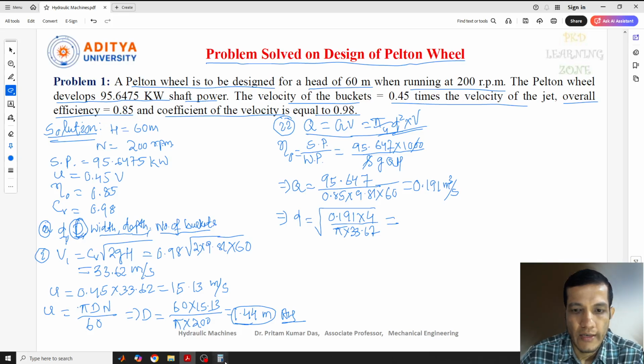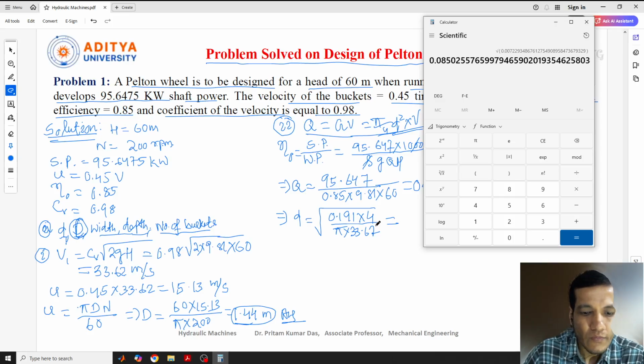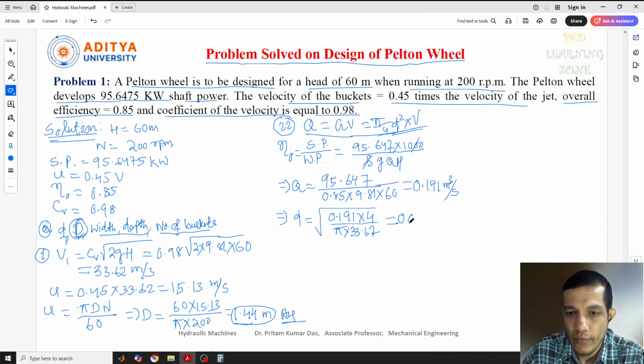First I'll multiply, then I'll go for the root. Multiply 4 and this value, divided by bracket start pi into 33.62 bracket close. We get the square root of this as 0.085, which is in meters. So we got 0.085 meter. If you want to convert into millimeter, it is 85 millimeter. This is another answer. The second one is calculated. Now the remaining things are very simple.